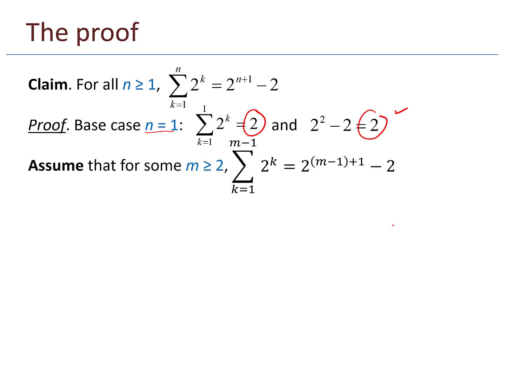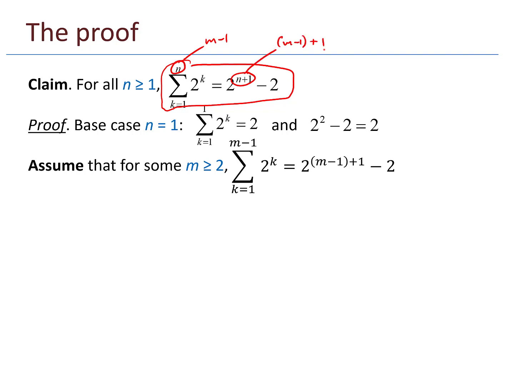Now, here's our induction hypothesis. Let's assume that for some m greater than or equal to 2, the summation as k goes from 1 to m minus 1 is 2 to the m minus 1 plus 1 minus 2. You see, basically all I've done is take the claim and substitute m minus 1 for n. Where I had an n before, that becomes m minus 1. Where I had n plus 1, I have m minus 1 plus 1. I'm just substituting m minus 1 for n in the original claim. So I'm assuming that this summation actually works.